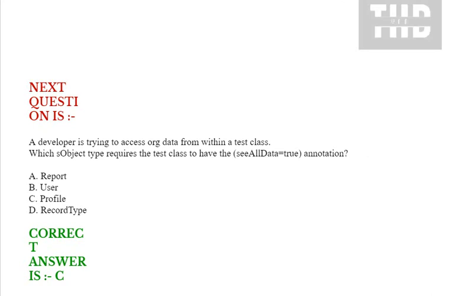Next question is a developer is trying to access org data from within a test class. Which S-object type requires the test class to have the seeAllData equals true annotation? Option A. Report. Option B. User. Option C. Profile. Option D. Record type. Correct answer is option C.